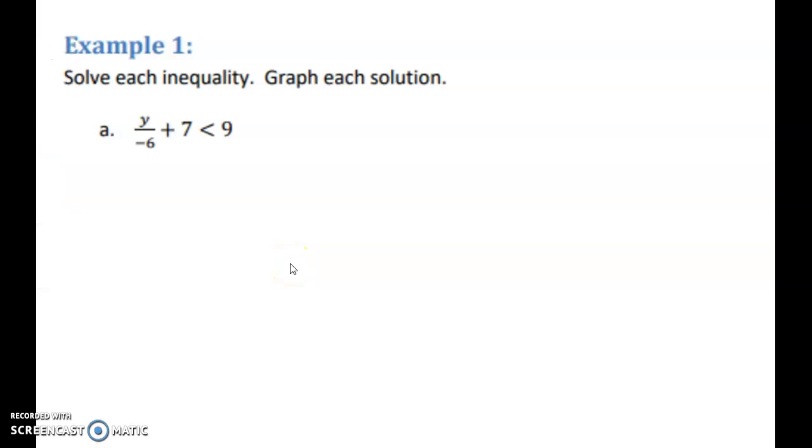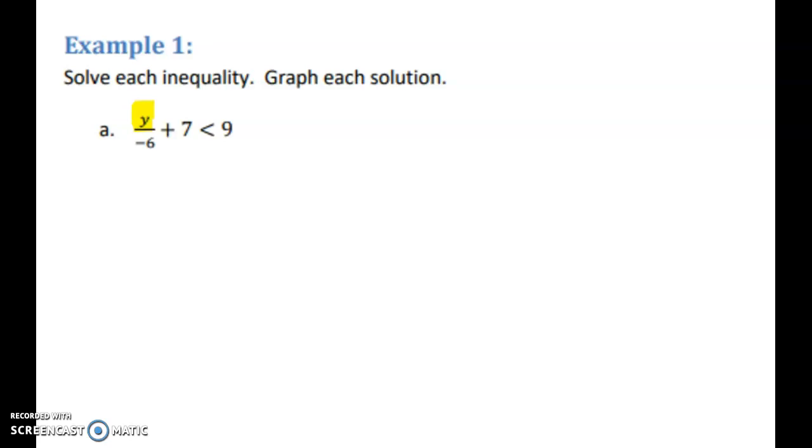All right, so we're looking at section 2.4, example 1a. So we're going to use our foldable to solve these. It says to solve each inequality and graph the solution. So we are solving for y. If it helps you to highlight the variable, go ahead and do so. Now I'm going to try to isolate the variable, which means get it by itself.